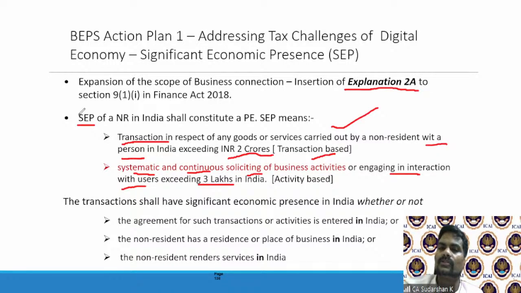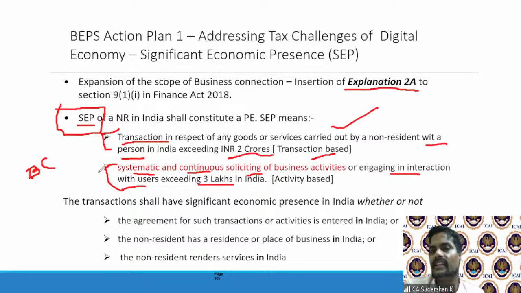Anyway, the point India wants to make is, if these non-residents have more than 3 lakhs of users, or any non-resident does transactions with a person in India of more than 2 crores, then India says there is a virtual PE. Otherwise, India calls it significant economic presence. So under the Income Tax Act, a business connection is triggered. This was introduced to counter digital companies, because they need not have any physical presence in India, given the fourth industrial revolution we are in. That's why India introduced the concept called SEP, which is almost like a virtual PE.